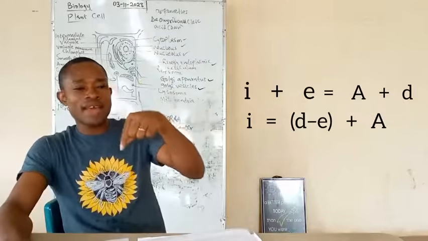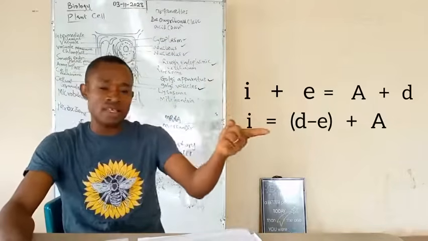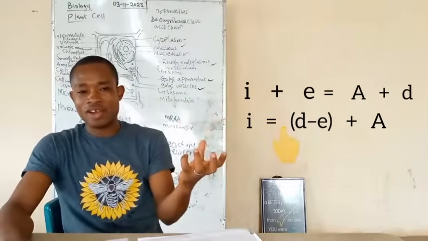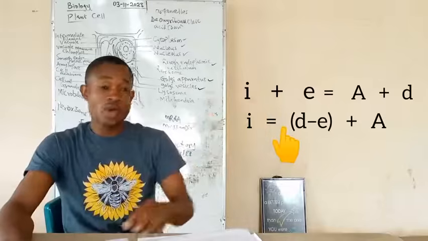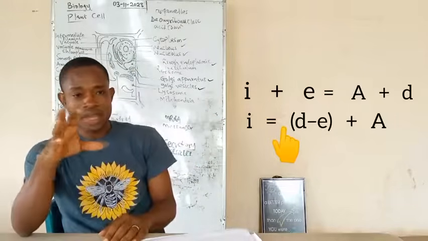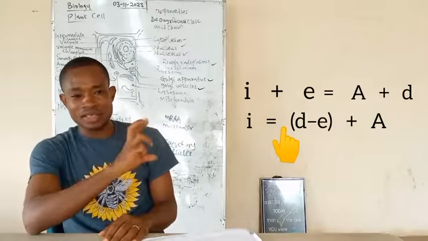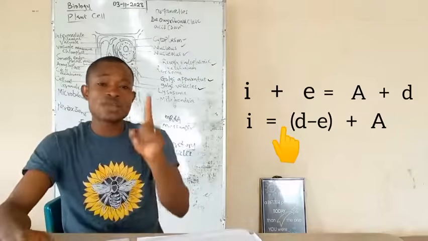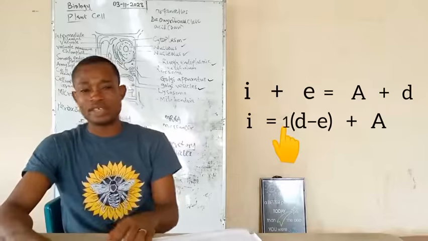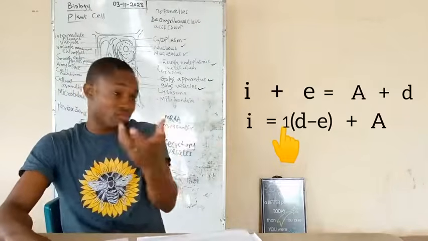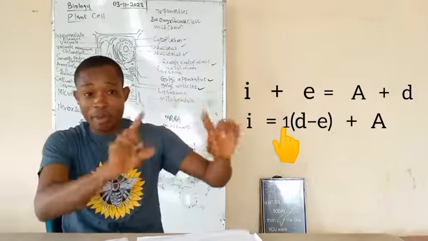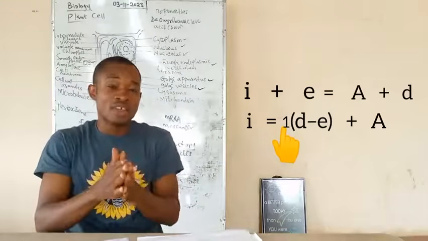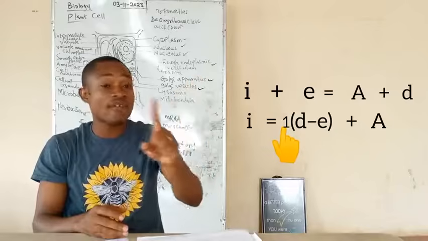So if I'm plotting I against D minus E, the coefficient, the multiplier of this D minus E will become my slope. And of course, if you look at the D minus E in this equation where I made I the subject of the formula, you notice that it is 1 that is multiplying the bracket D minus E. That is why clearly you are not seeing any number multiplying that bracket D minus E. It simply tells us that the slope is 1. The gradient of this graph is 1.